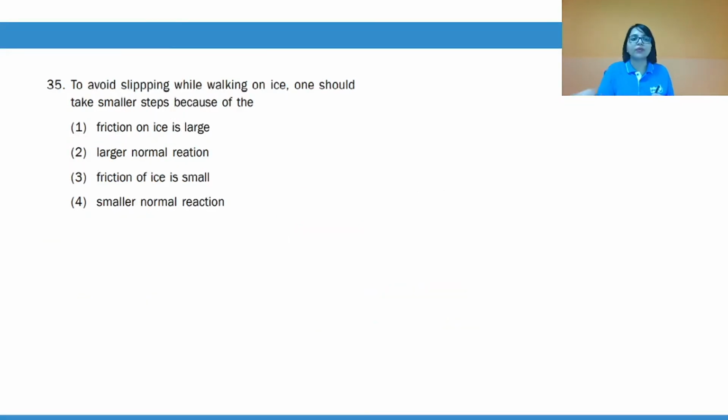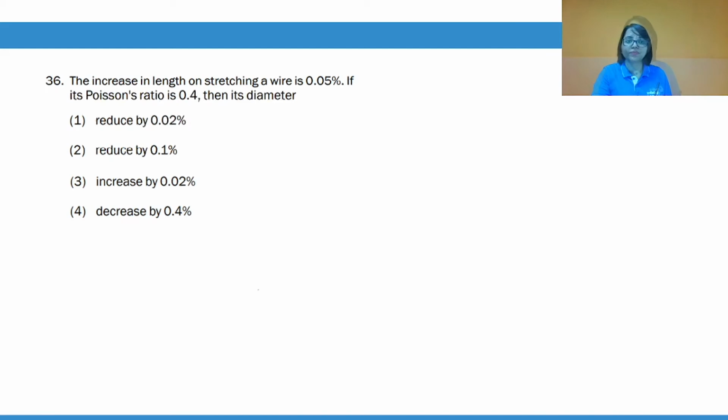Next is, to avoid slipping while walking on ice, one should take smaller steps because of the friction on ice is small and smaller steps ensure large normal reaction. Okay, we should take smaller steps because friction on ice is small and smaller steps will ensure large normal reaction. Fine. So that is why the correct answer is option 3. Friction on ice is small.